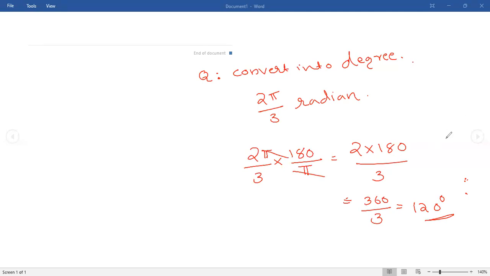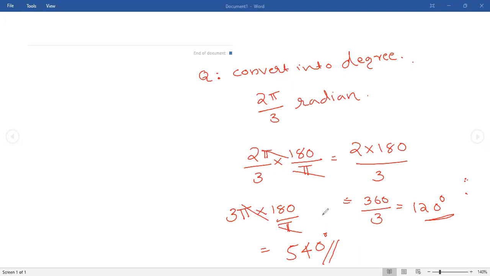Is that clear for you? Yes, sir. Okay, so we have studied how to convert degree into radian and radian into degree. If the question is 3 pi, how will you get the answer? It will be 3 pi into 180 divided by pi. You cut pi on both sides and you get 3 into 180, which is 540. This was the first question I have given.